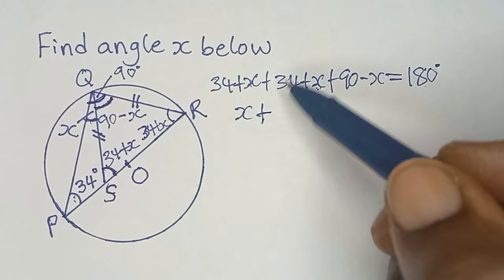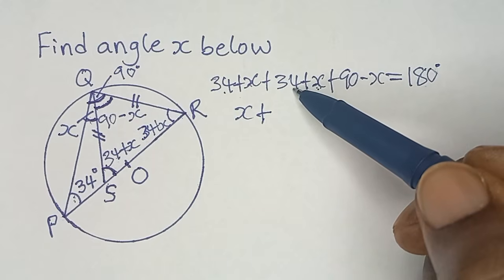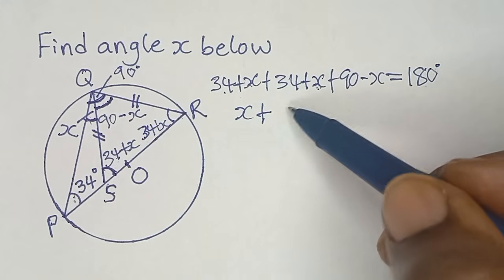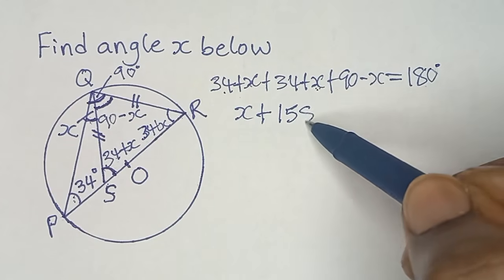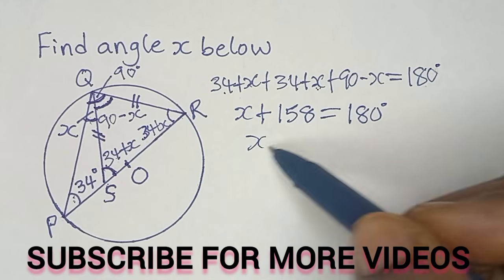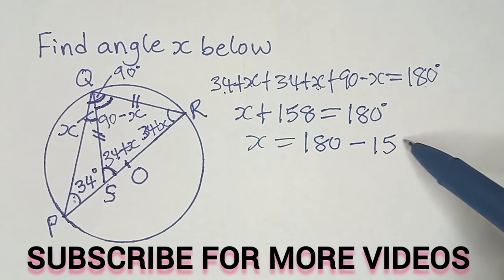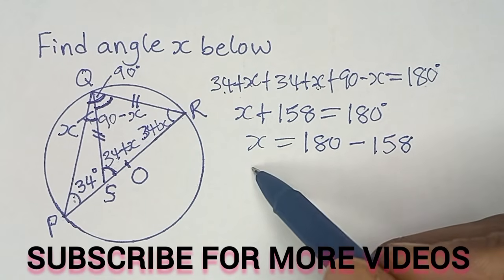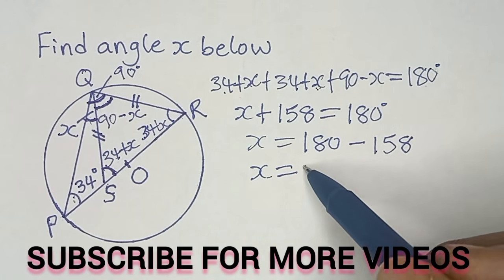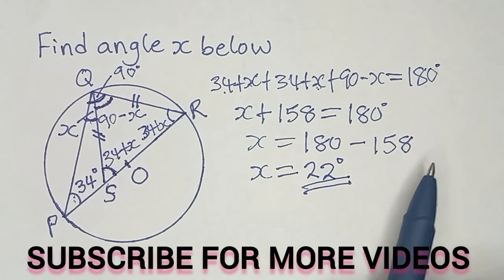And then plus 34 plus 34 is 68. 68 plus 90 is going to give me 158. And that will be equal to 180 degrees. So x will now be equal to 180 minus 158, which is going to give us 22 degrees as the value of angle x. And that is our final answer.